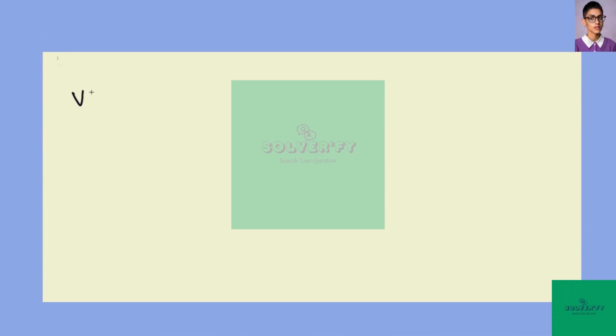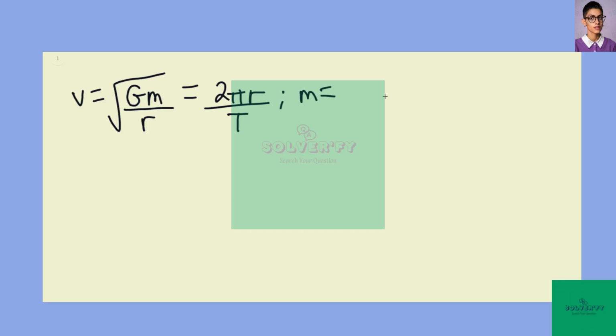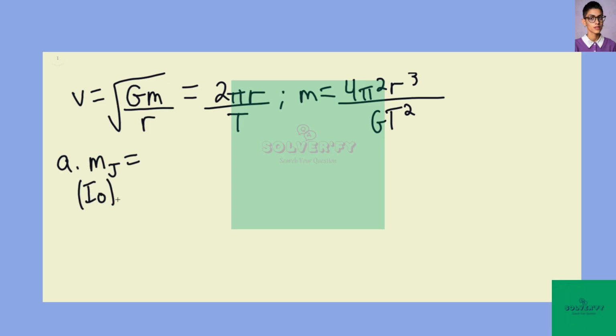We know that velocity equals the square root of the gravitational constant times the mass divided by r, the distance between the two objects. And we know that this is equal to pi r divided by t for any object in uniform circular motion. So solving for mass, we get that mass equals 4 pi squared r cubed divided by G t squared. Now, for part A, find the mass of Jupiter from the information known from Io. Io being one of Jupiter's moons, we'll be using that information.